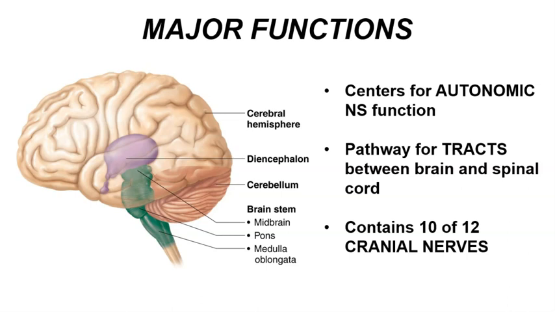The brainstem also contains the majority of the cranial nerves, which are part of the peripheral nervous system. Of the 12 cranial nerves that emerge from the brain, 10 of these 12 nerves are associated with the brainstem.